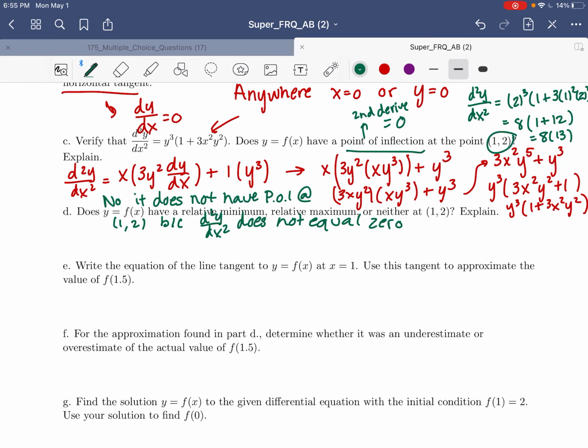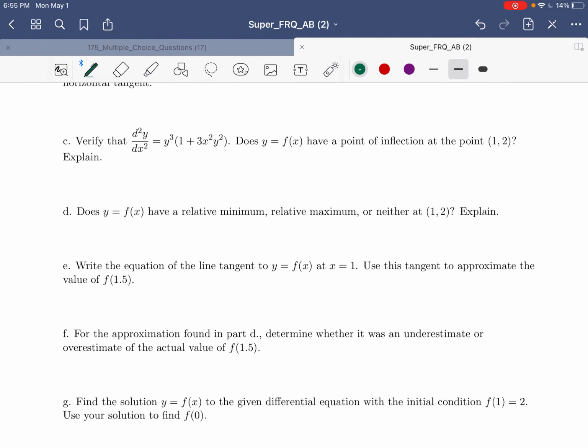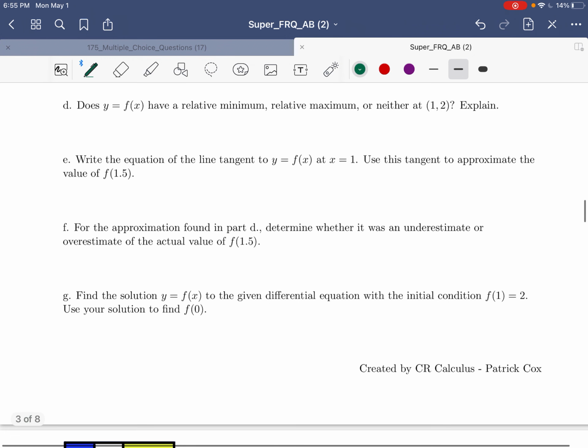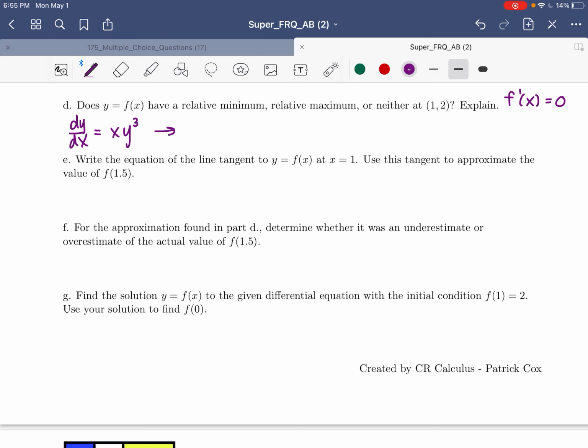All right, now I'm going to erase all this just so I have room to write. Now part D wants to know if we have a relative minimum, relative max, or neither at (1, 2). So the first thing we should check is that for this to even happen, we know the first derivative has to equal 0 in order to have a max or a min. So let's go ahead and plug it into our first derivative, which we know is xy cubed. At that point, it's going to equal 1 times 2 cubed, which equals 8.